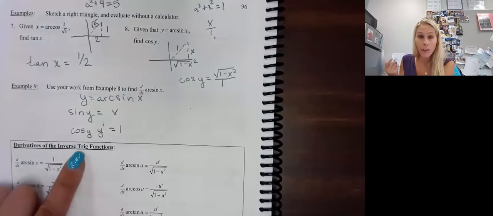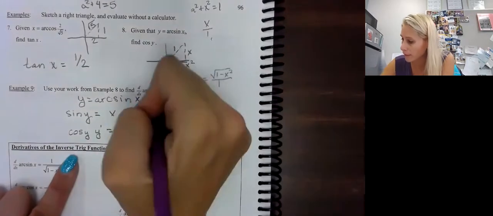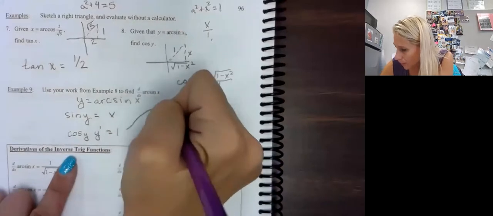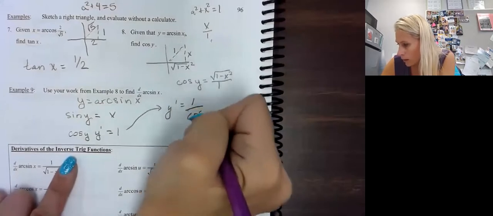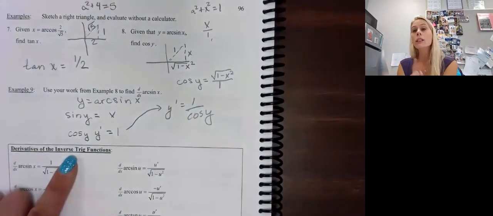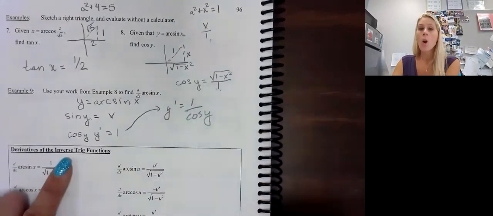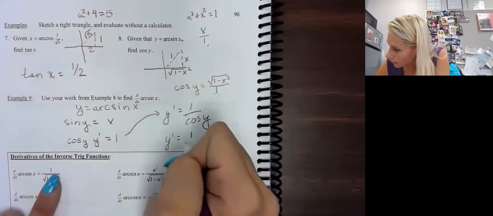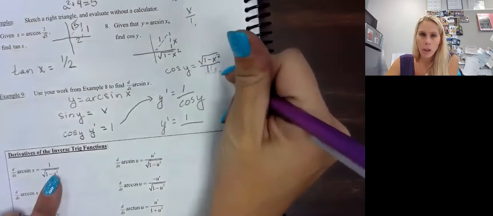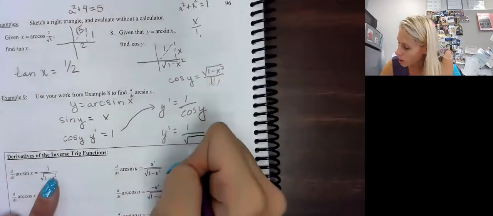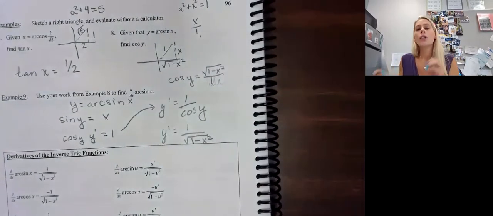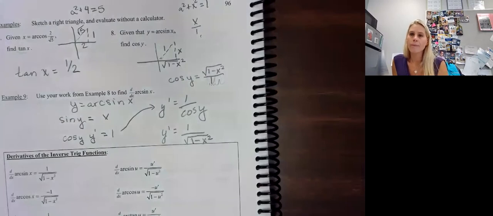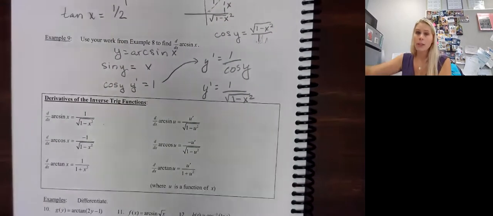Now, if we solve for the derivative, because that was the whole point, right, we would get y prime equals 1 over cosine y. Now, didn't we just solve for cosine y above here? We did. So y prime equals 1 over the square root of 1 minus x squared. Now do we need that really to be over 1? No, we don't. And that is where we get the derivative of arc sine. Do you have to remember how to prove it? No. What you do have to do is know how to use it.